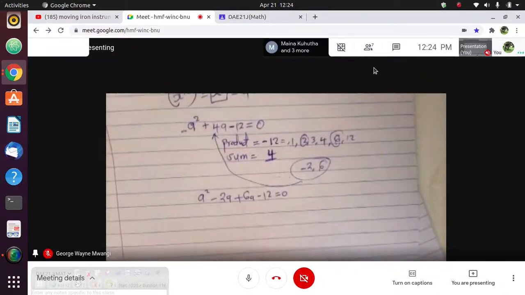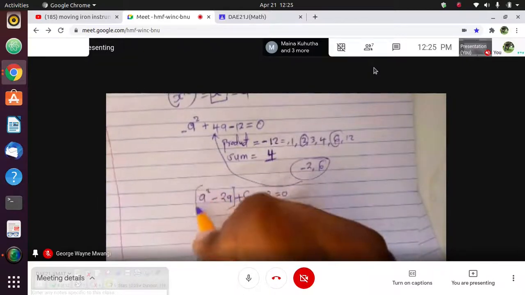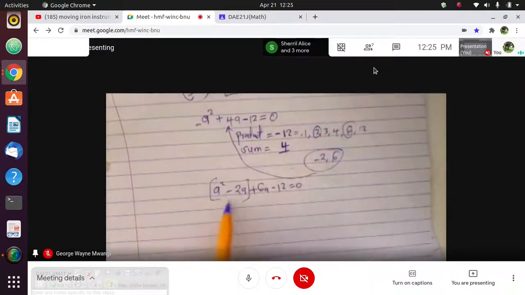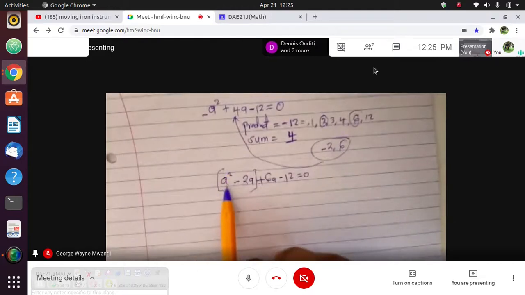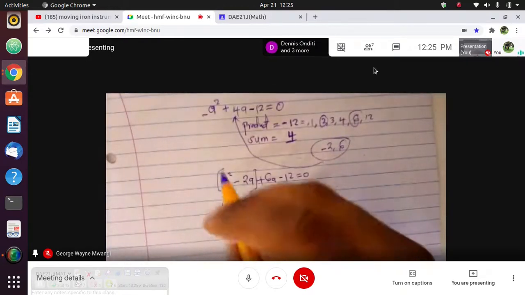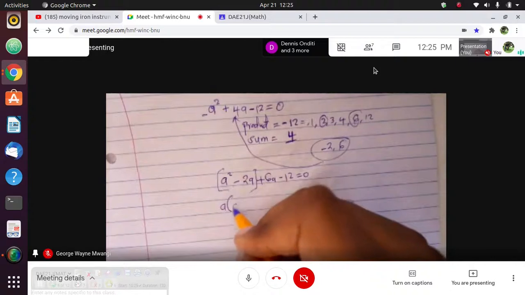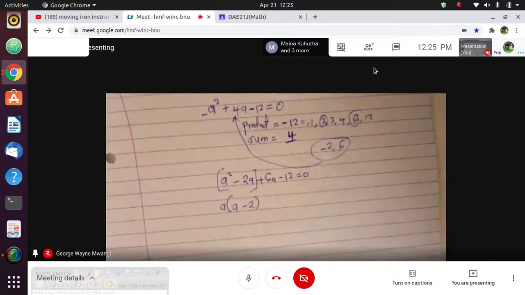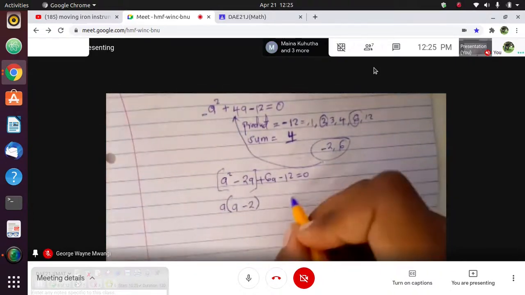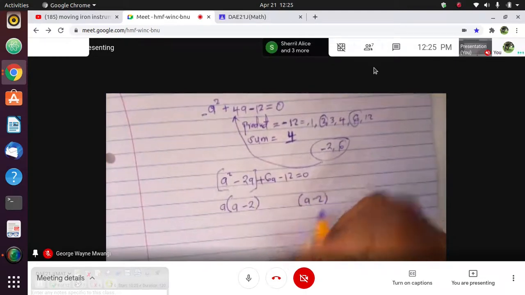Now let us factorize. Let us introduce brackets in the first two expressions, the first two variables. The common factor in the first two is a. When I introduce brackets, what I'm left with is a minus 2. The same, on the other side, I should get a minus 2.